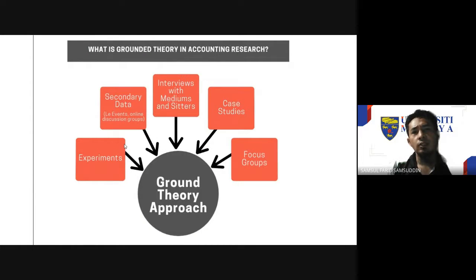Okay, what is grounded theory in accounting research? For example, this one is just figures. Example is figures.